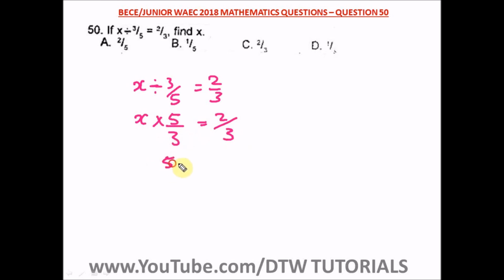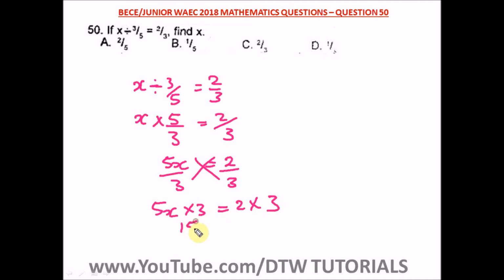And this is the same thing as saying 5x over 3 equal to 2 over 3. So all we need to do is cross multiply. This will go up, this will go up. So we have 5x times 3 equal to 2 times 3. What is 5x times 3? That will give us 15x equal to, what is 2 times 3? That will give us 6. To get x, we'll divide both sides by 15.